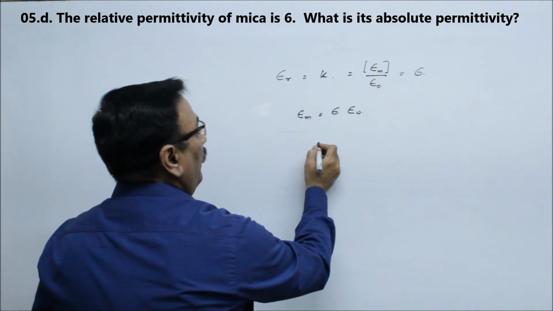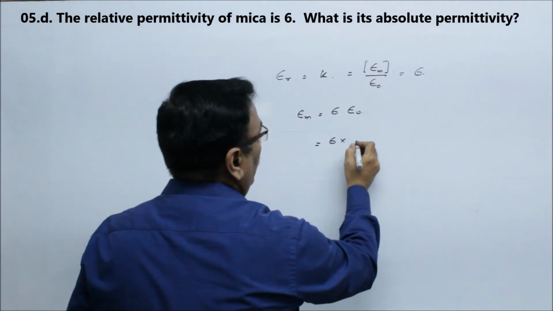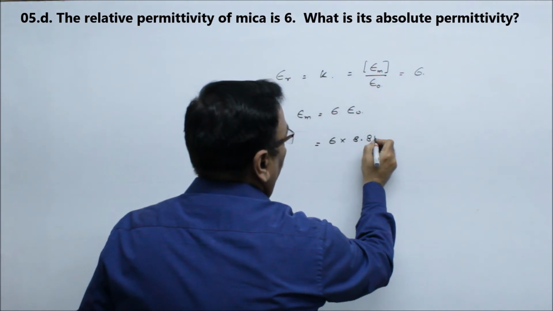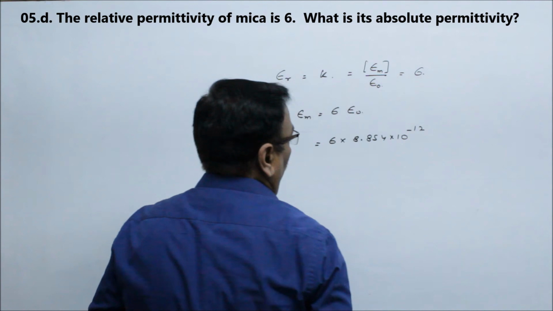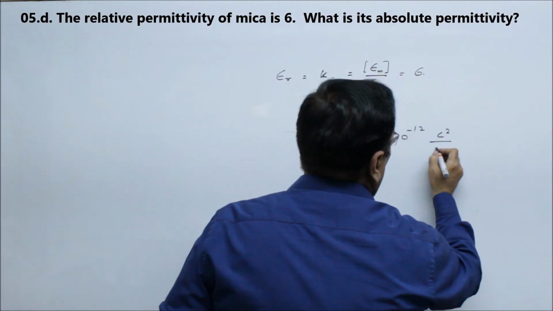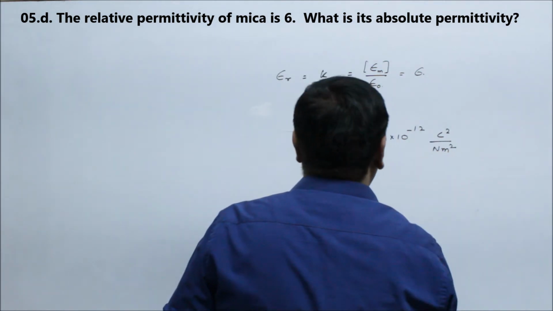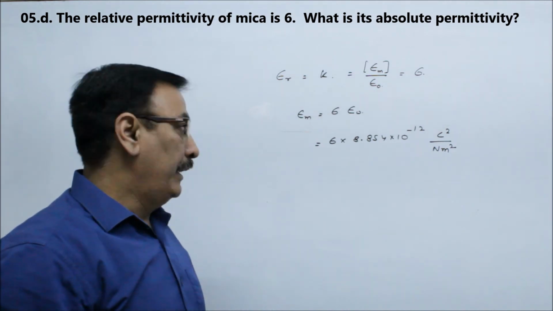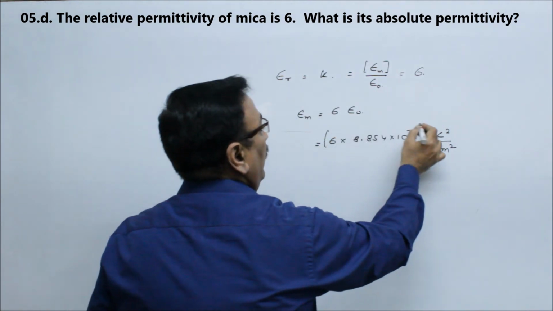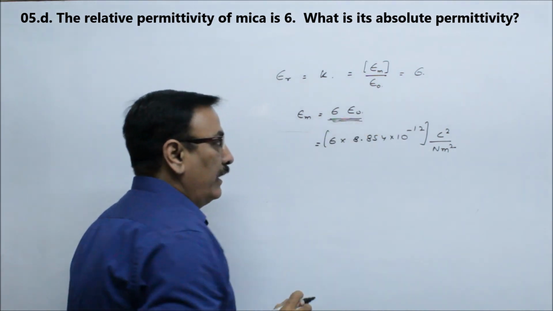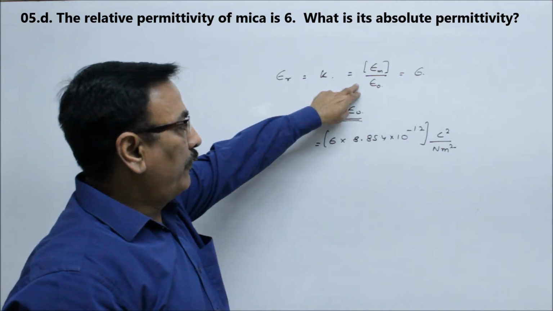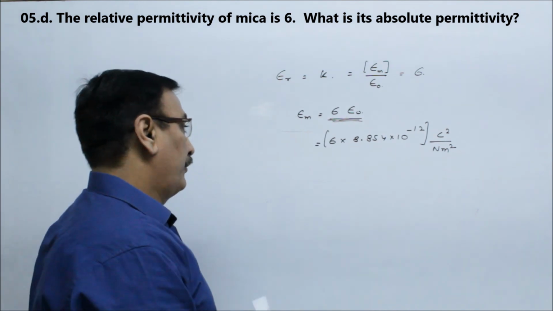Now what is the value of epsilon naught? It is 8.854 into 10 raised to the power minus 12 Coulomb square upon Newton meter square. This will be the unit. You will multiply this and obtain the answer. This is what you have to remember here, a simple multiplication you have to do.